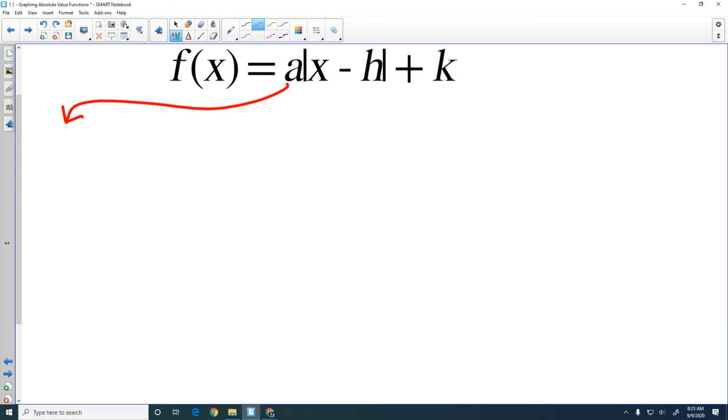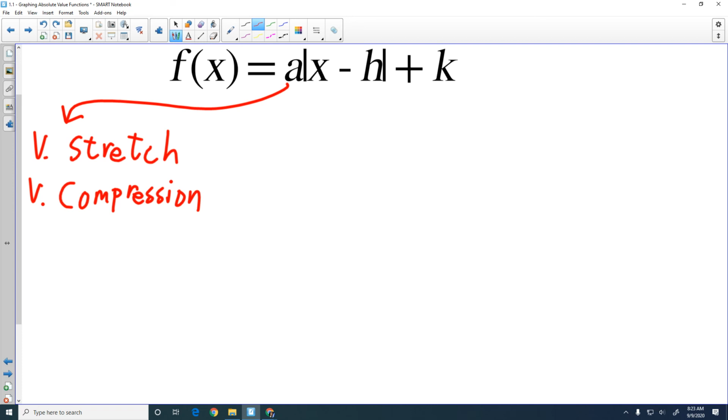So a is going to either cause a vertical stretch. I'm just going to write a V stretch. Or a vertical compression. So it's going to cause one of those two things. A vertical stretch, it's going to get taller, or a vertical compression, it's going to get squished together from the top and bottom.